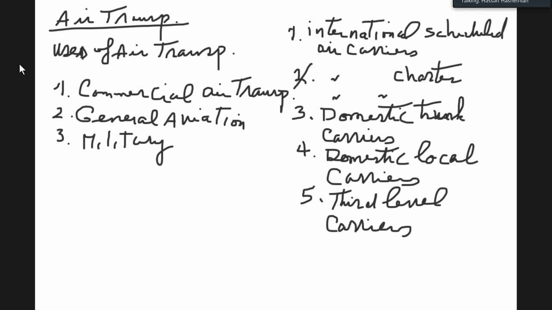Okay, so these are different types of commercial air transportation. International scheduled air carriers are the airlines that mainly travel internationally. That's the main function of them, and there are many of them. In the old days, they were more specific, only international. Now they are mixing a little bit with the domestic, but mainly the function is international scheduled.